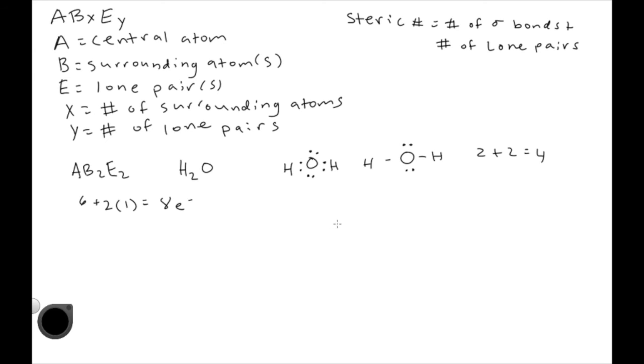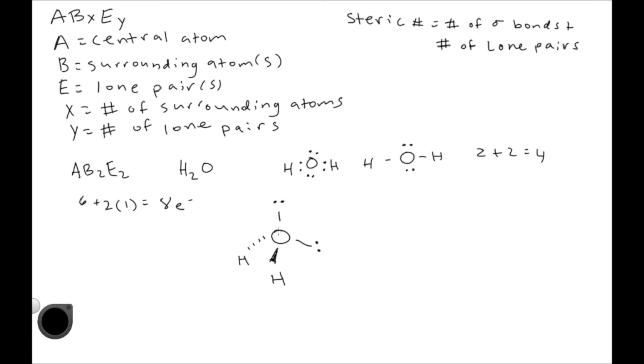So if we were to draw this in three-dimensional space, our molecule will look something like this. Here's our oxygen atom in the center. So we have one lone pair up here, one lone pair over here, one hydrogen bond coming out of the page, and then another hydrogen bond going into the page. Right, tetrahedral. So this is going to be the electron pair configuration.